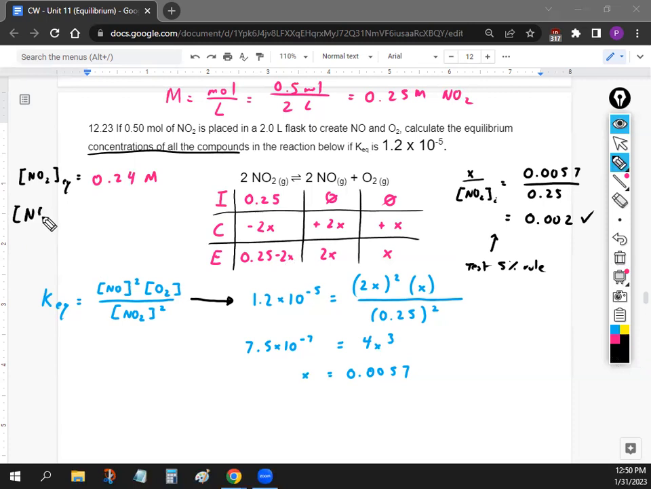The concentration for NO at equilibrium, you just want to double it, so 0.0114. And then the concentration of O2 at equilibrium is just going to be x, so 0.0057 molarity. And so this right here will be the final answer. Okay.